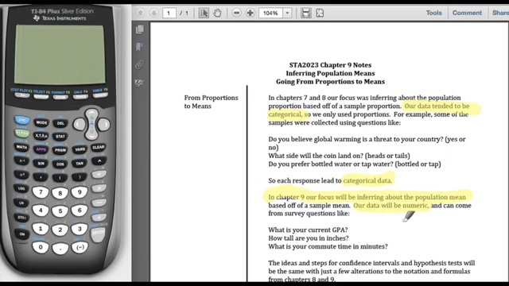It has a meaning. So if we ask the question, what is your current GPA, you would give a number. It's a 3.1, it's a 4.0, it's a 2.2, and the average GPA would have a meaning. It would make sense. How tall are you in inches would be numeric data. What is your commute time in minutes would also be numeric data. So we would begin to use the sample mean to make an assertion about the population mean.